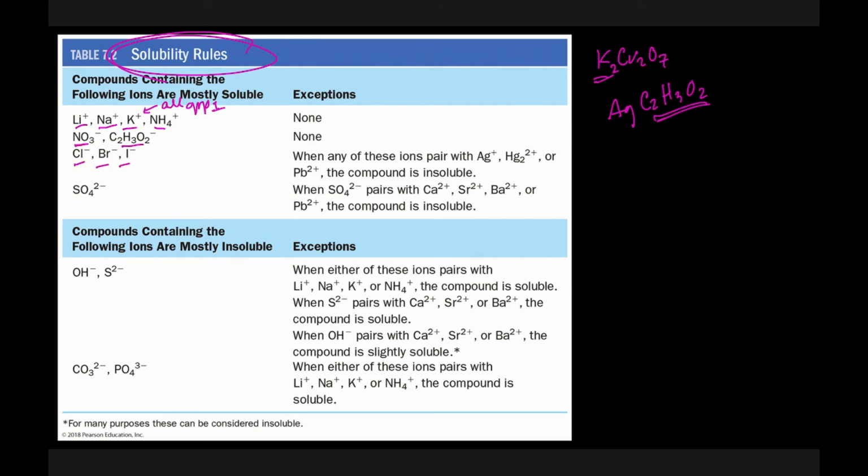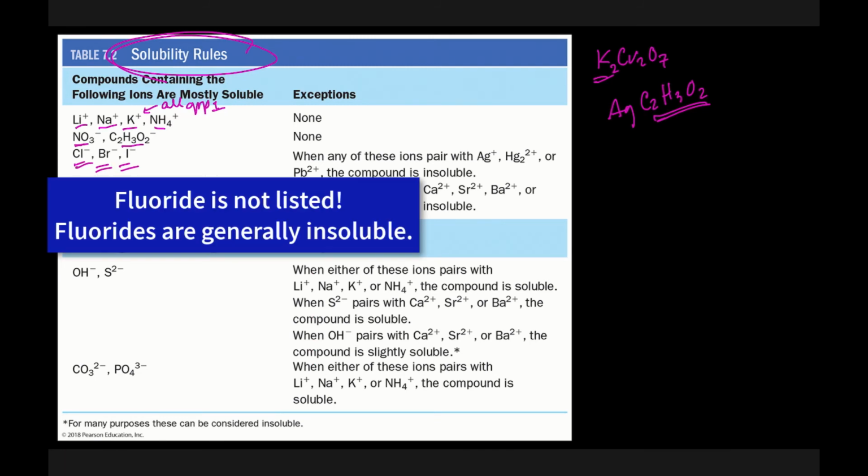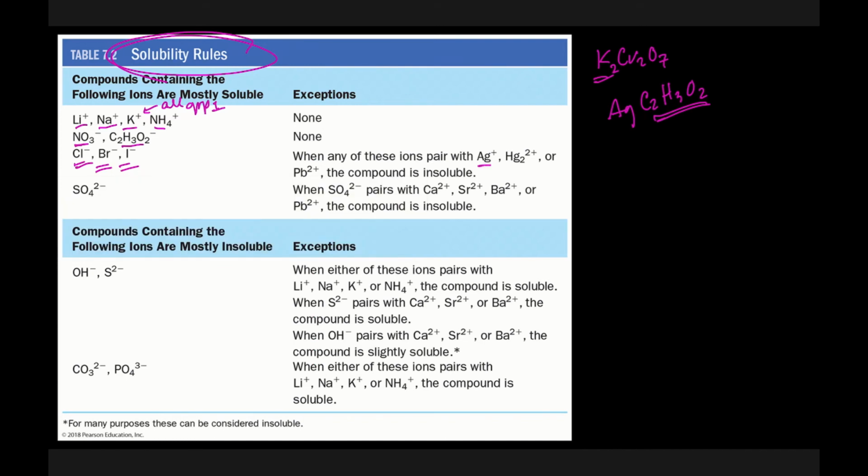Moving along, we have chloride, bromide, iodide. Note that fluoride is an exception here. So chloride, bromide, iodide compounds are soluble, unless it's with one of these. These are exceptions. So what that means is PbCl2, insoluble. But, for example, NaCl, soluble, or FeCl3, soluble. Yes? Does that make sense? Okay. And then sulfates are soluble with the exception of calcium, strontium, barium, or lead. Make sense?